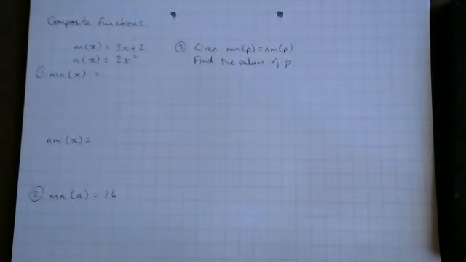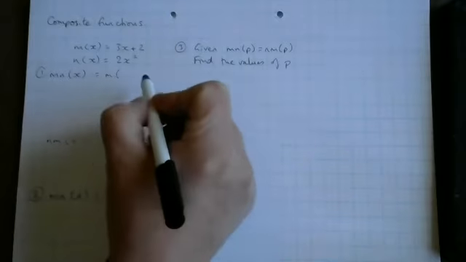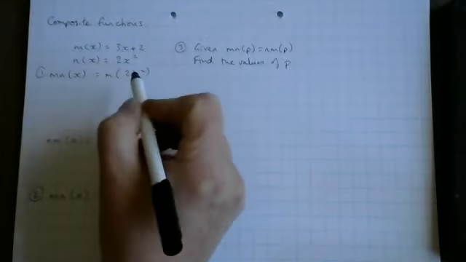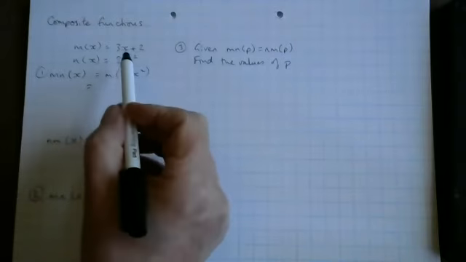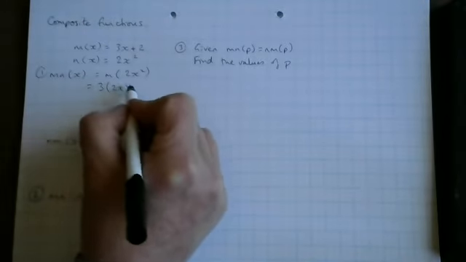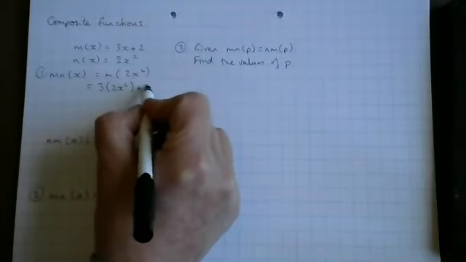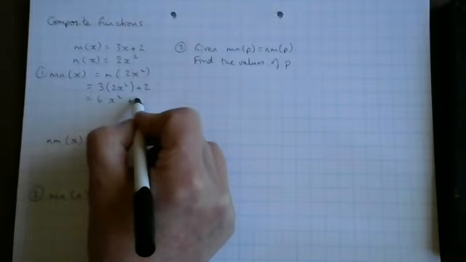So if you've got your solutions, here are mine. m of x is 3x plus 2, n of x is 2x squared. Find mn of x. So mn of x is m of 2x squared, because n of x is 2x squared. And that equals, well, the m function is 3 times 2x squared plus 2, which is just 6x squared plus 2.